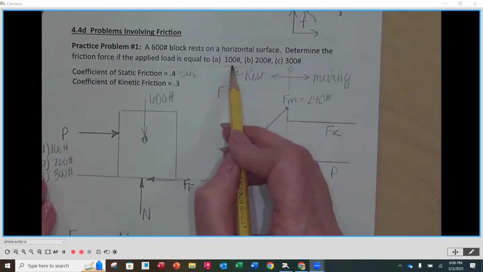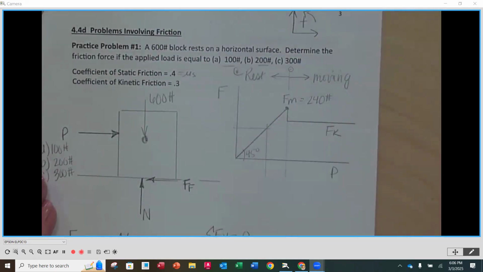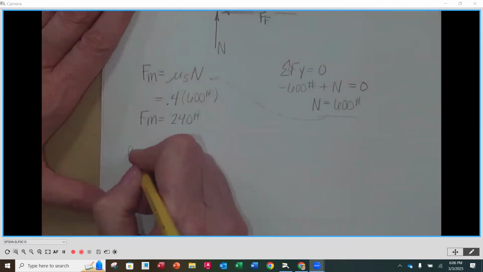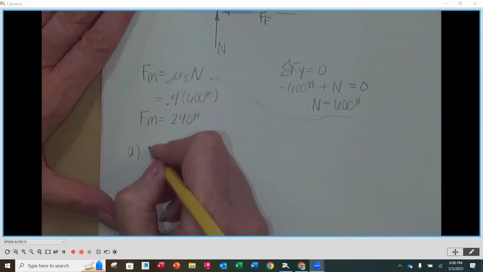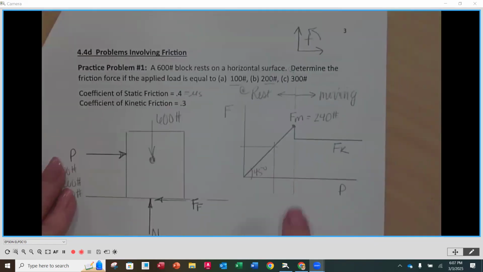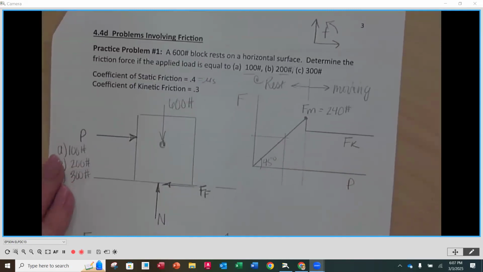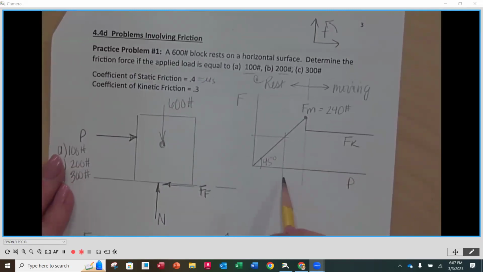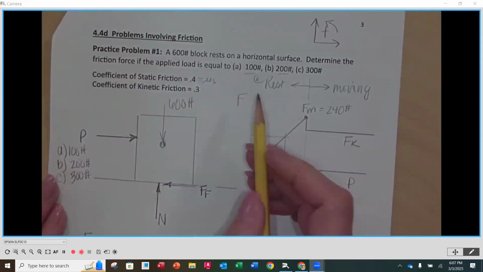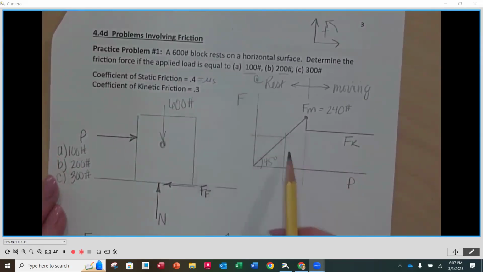So that means for 100 and for 200, I can determine my friction force. So I would say part A here, F friction is equal to. Now, if I'm on the left-hand side of that curve, remember, my pushing force is going to be equal to my friction force. So if I'm pushing with 100, what is this value? It's not 240.